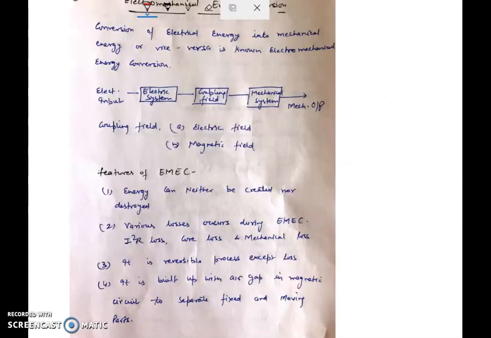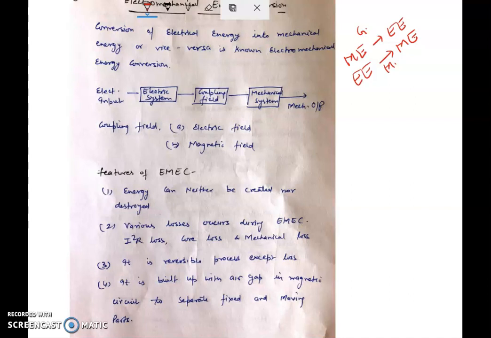So, first of all, we will start with the principle of electromechanical energy conversion. It is basically the conversion of electrical energy into mechanical energy or vice versa. That is known as electromechanical energy conversion. It means either mechanical energy is converted to electrical energy or electrical energy is converted to mechanical energy. Mechanical energy converted to electrical energy is a generator, and electrical energy converted to mechanical energy is a motor.